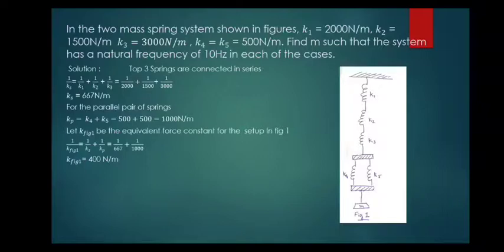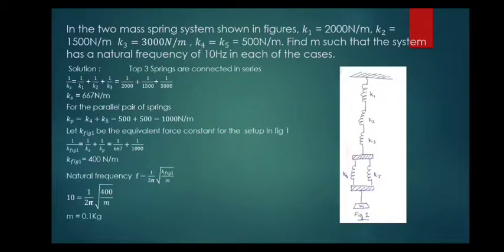Now it is asked to calculate the mass such that the system has a natural frequency of 10 Hz. Natural frequency is given as f is equal to 1 divided by 2 pi times the square root of force constant divided by mass. The force constant for this system is 400 Newton per meter. The mass is unknown, but the natural frequency is given as 10. So substitute in this formula and calculate, and you will get mass as 0.1 kg.